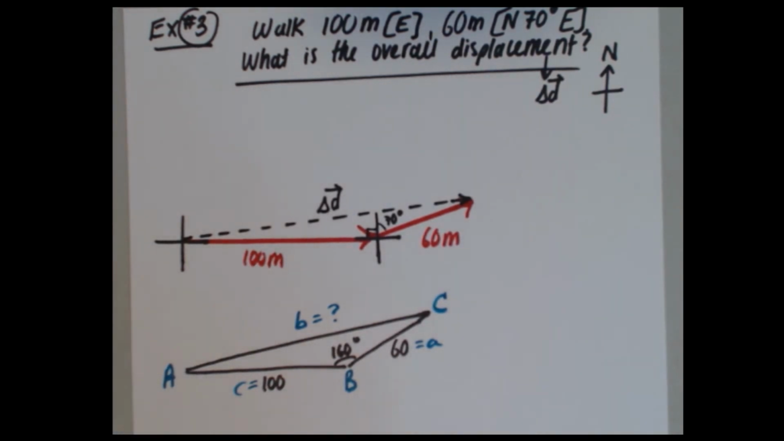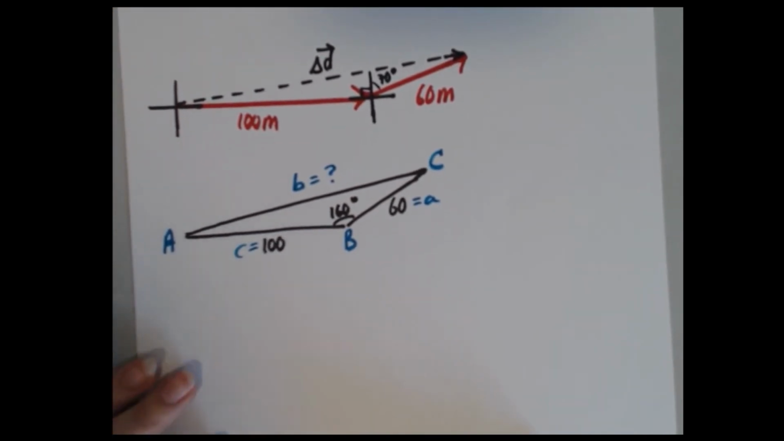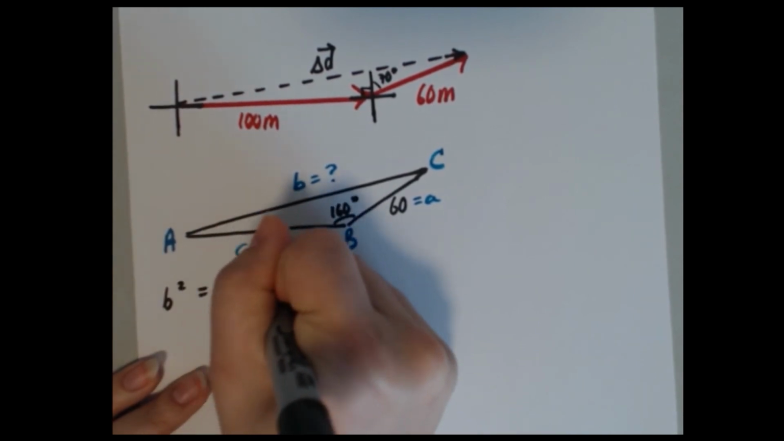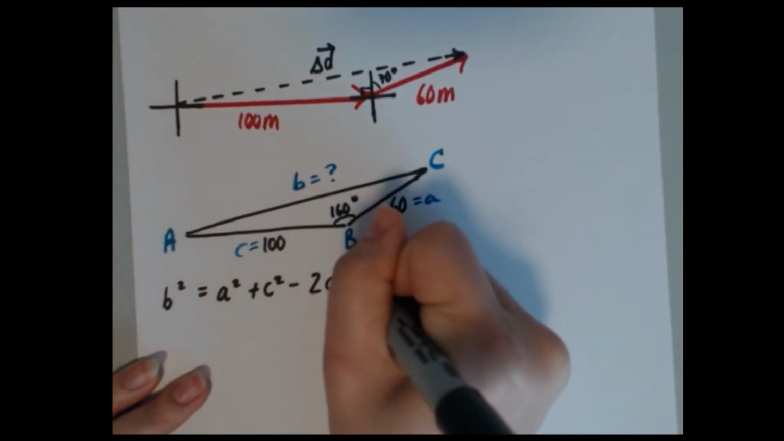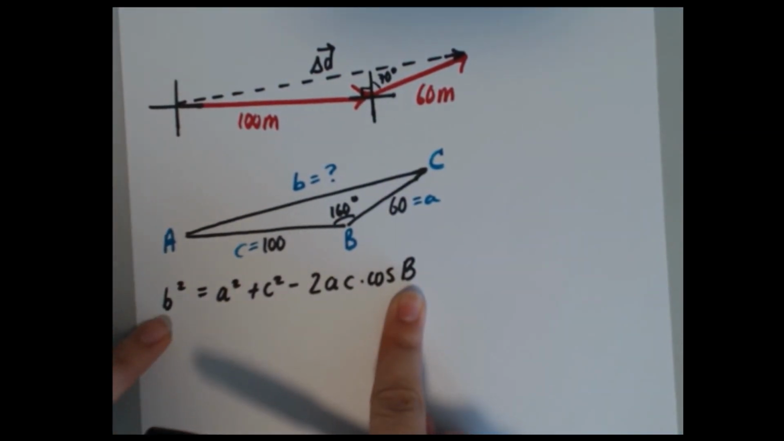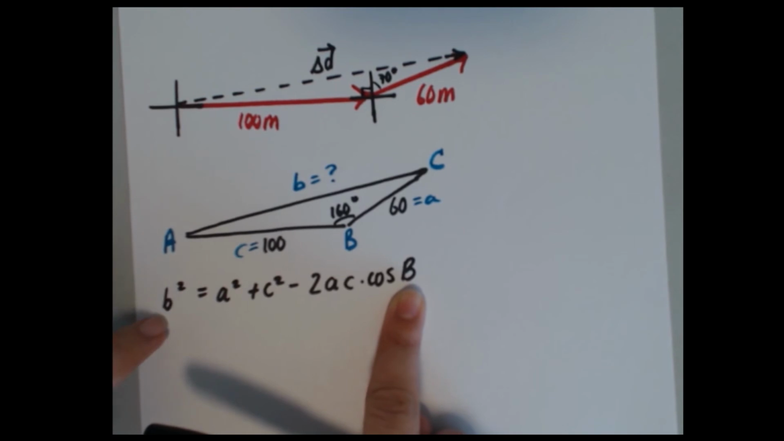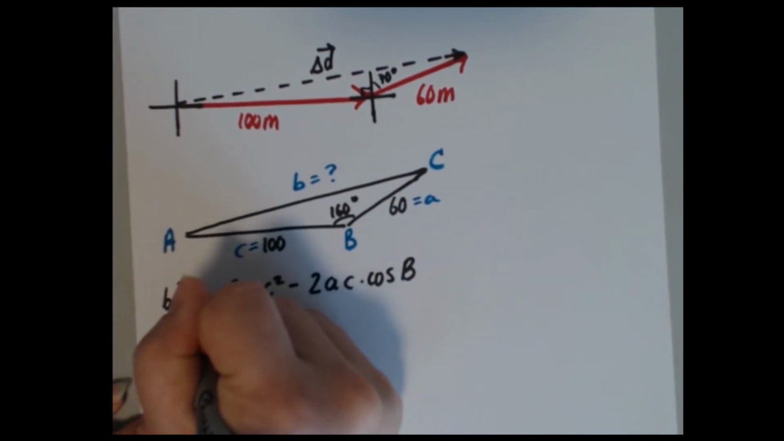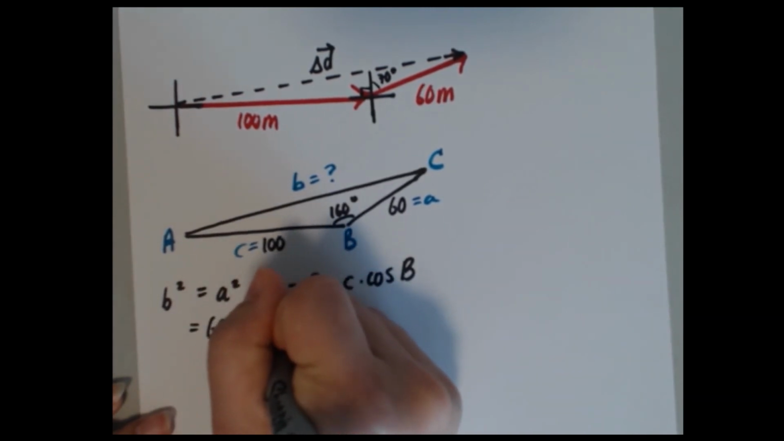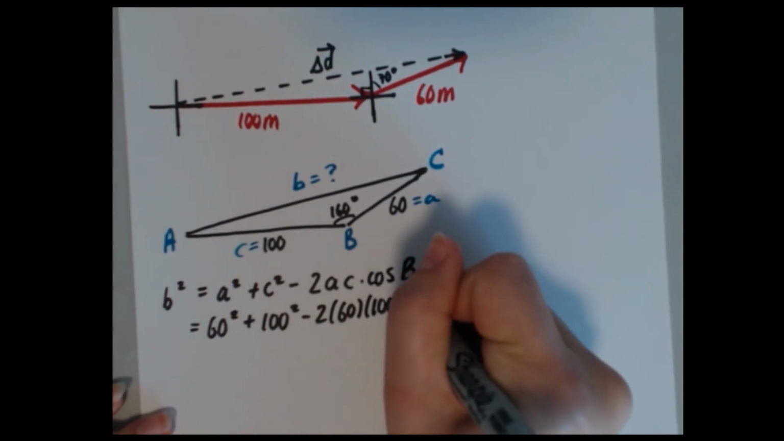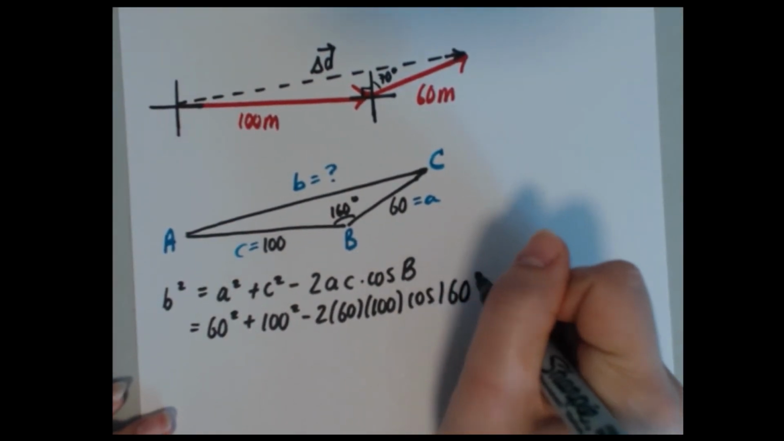The cosine law is kind of like an extension of the Pythagorean theorem, so you have to just remember that formula. The formula is b squared equals a squared plus c squared minus 2ac times cosine of capital B. The angle and the side must have the same opposite letter. If this was A, this would be capital A. Since this is B, this is capital B. So fill in your values: a is 60, c is 100, minus 2 times 60 times 100 times cosine of 160 degrees.